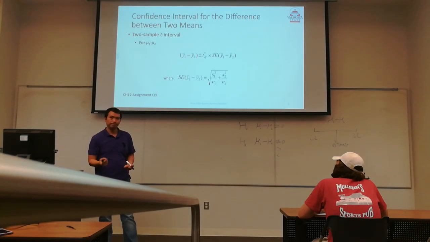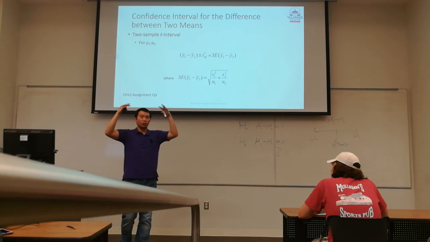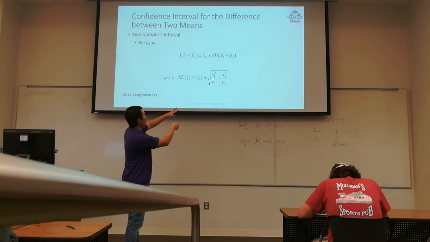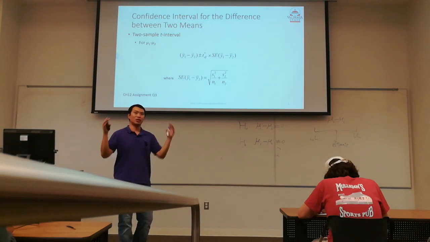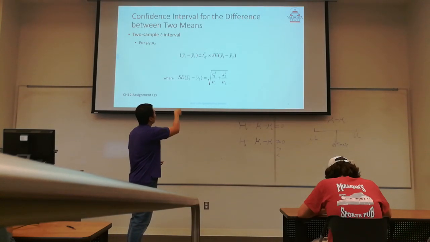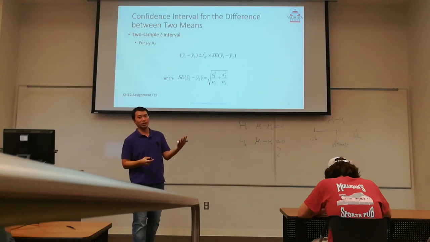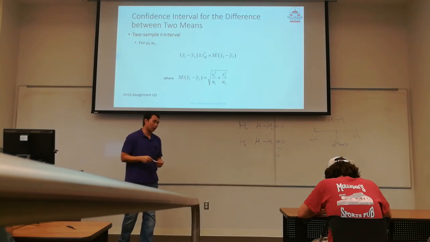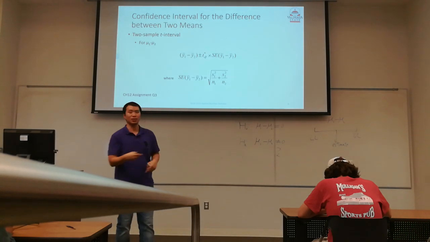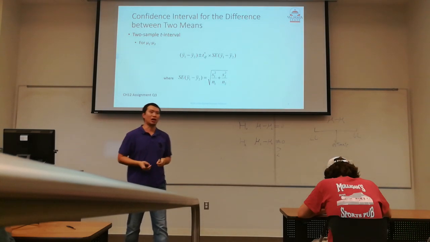Y1 bar, Y2 bar, those values can be calculated based on our sample data. So we have the sample data here, and we can calculate those two values. And for the standard error, S1, S2, sample standard deviations, we can also calculate. Sample size, we know our sample size, and T value, or critical value, based on the sample size and also based on the confidence level. So if you have decided your confidence level, you should be able to get the critical value. So we can have all the numbers that we need to construct this confidence interval.